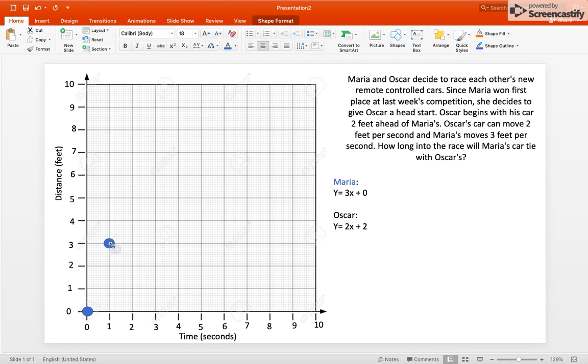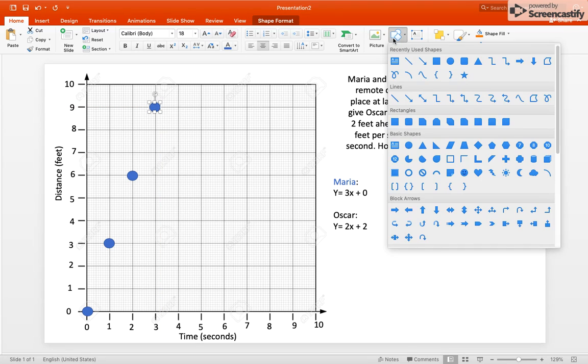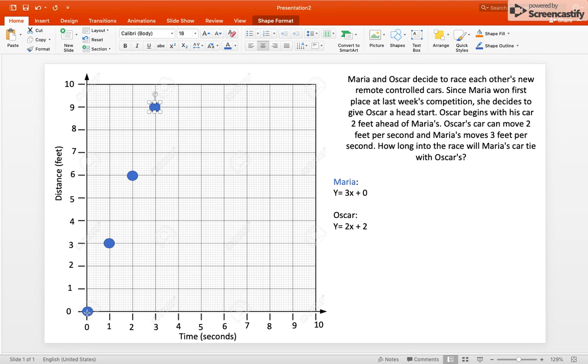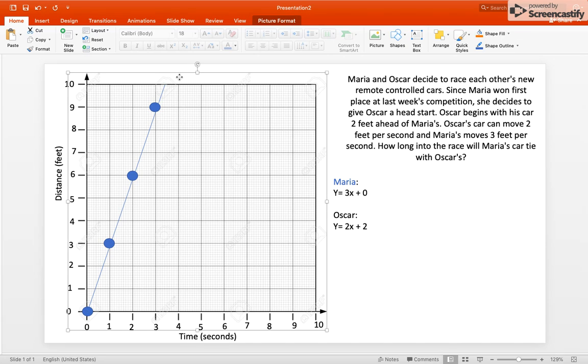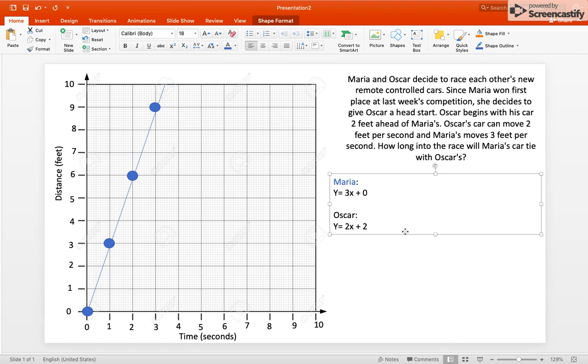Same thing again. Up 3 over 1. Up 3 over 1. And so here we can kind of see the line that Maria's car is moving. So let's go ahead and connect that with our blue line to kind of trace Maria's car's trajectory. So there's Maria's plot. So we can see after 1 second, she's 3 feet ahead. After 2 seconds, she's 6 feet ahead, 3, 9 feet, and that would continue beyond our graph.